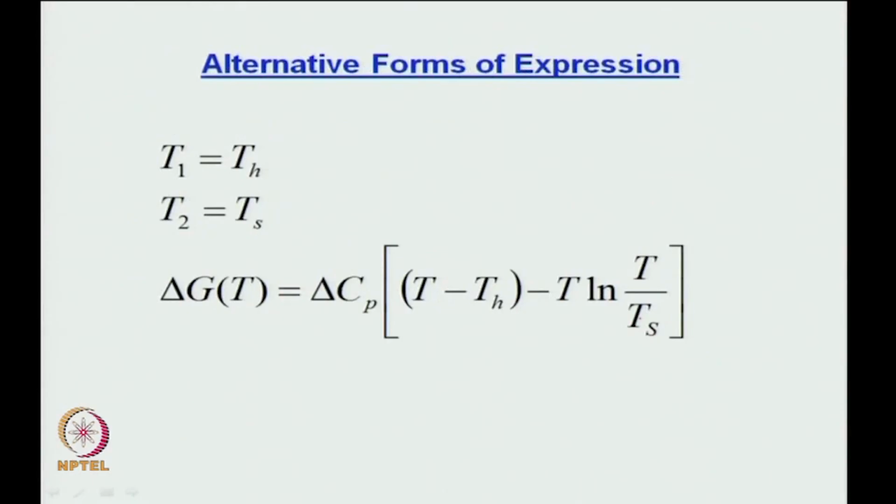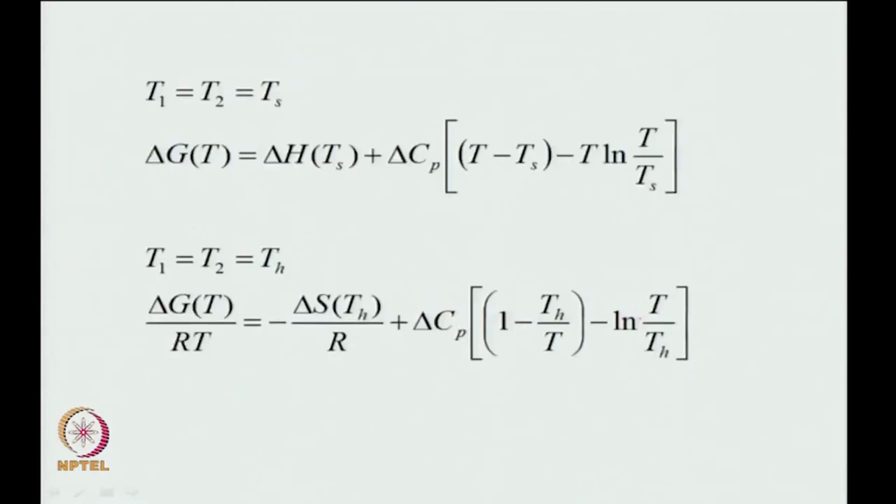But this is just one, and you know this is a very simple expression you have got. Now, I can do this. I can say let both T1 equal T2 equal Ts, or let both T1 equal T2 equal Th. These are just arbitrary reference temperatures. It does not matter what I take. If T1 is equal to T2 is equal to Ts, then you immediately know at Ts your delta S would be 0, and hence there is no delta S term, the delta H stays. Similarly, when T1 is equal to T2 is equal to Th, at Th delta H is equal to 0, so the delta H term drops out, and you get this.